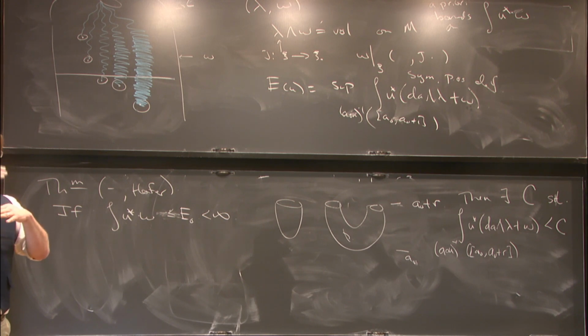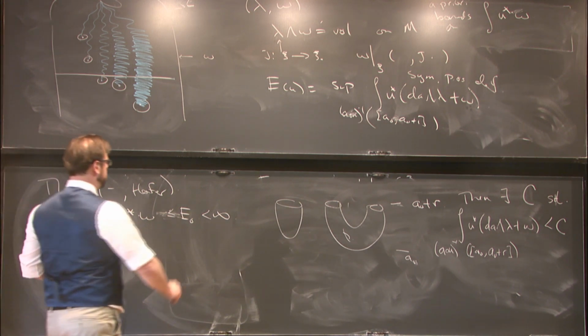Now, if you move further away, you still have area bounds, but the bound gets much larger. Move further away, larger, larger, and larger. Does that make sense? So C depends on E0. Did it depend? I don't remember. Oh yeah, it does. It depends on E0 as well. Sorry.